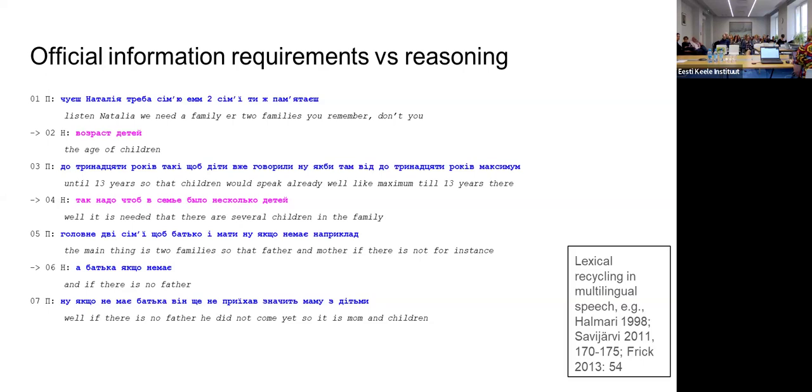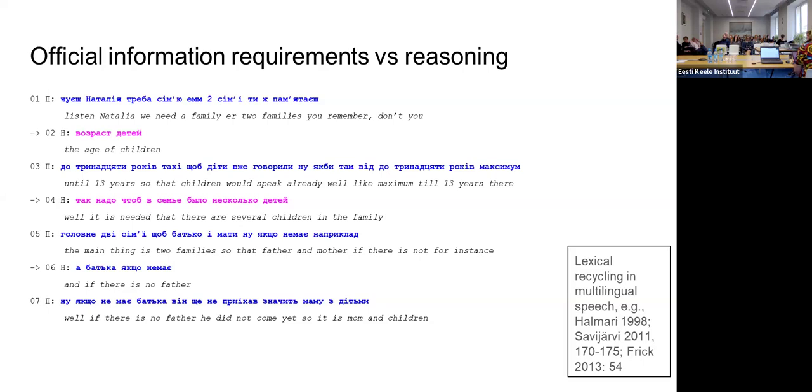He's starting to reason there is for no, for instance. Natalia initiates a repair in which she's recycling Panas's words, and she does it in Ukrainian, "And if there is no father." Panas gives a response in Ukrainian: then, if the father is not here or has not come yet, it is enough if the mother and the children take part. And even though the structure of Natalia's utterance is sequentially the same, with every turn, she initiates a condition clarification. Okay, we need two families.